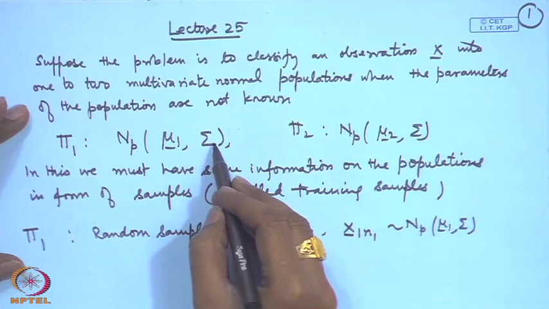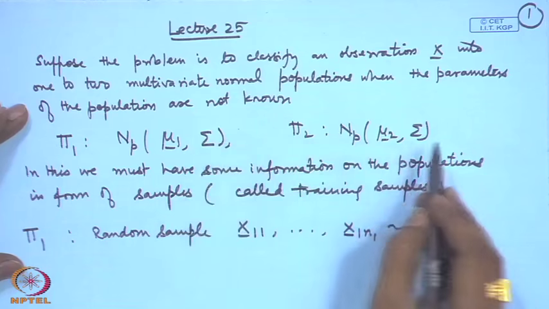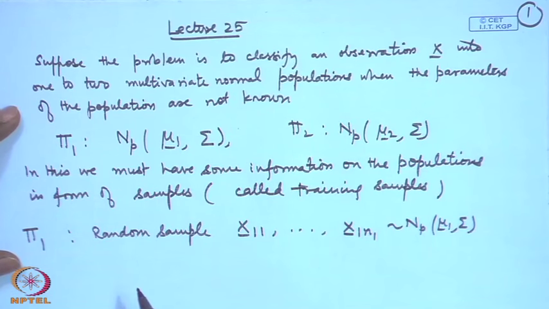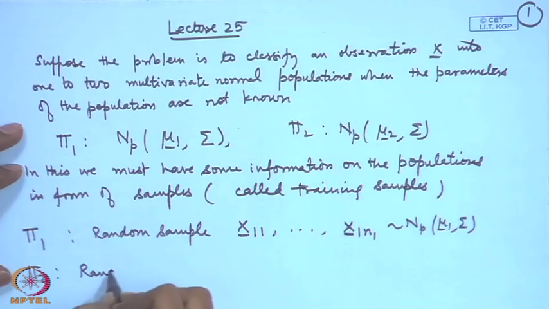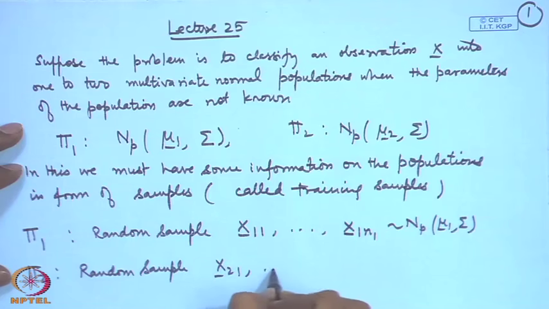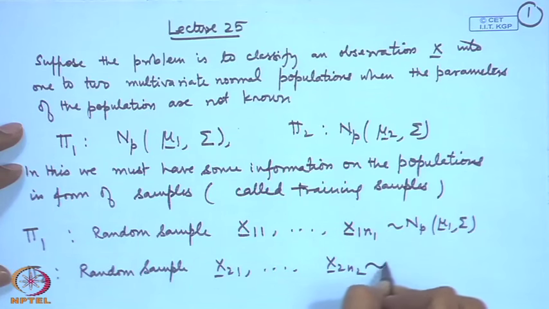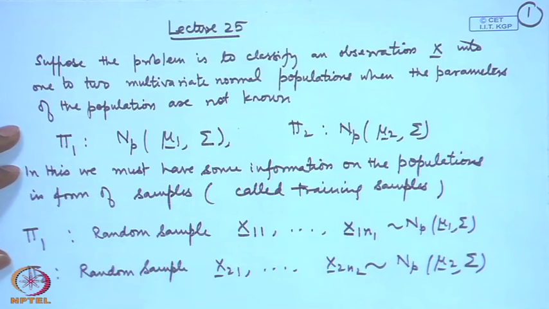Once again, you note here that although parameters are unknown, I have assumed the variance covariance matrix to be common. There can be another case when that is not common, and again you can see that there will be complications as in the case of the known parameter problem. And from pi 2 we have x 2 1, x 2 2 and so on, x 2 n 2. This is the sample from the second population.